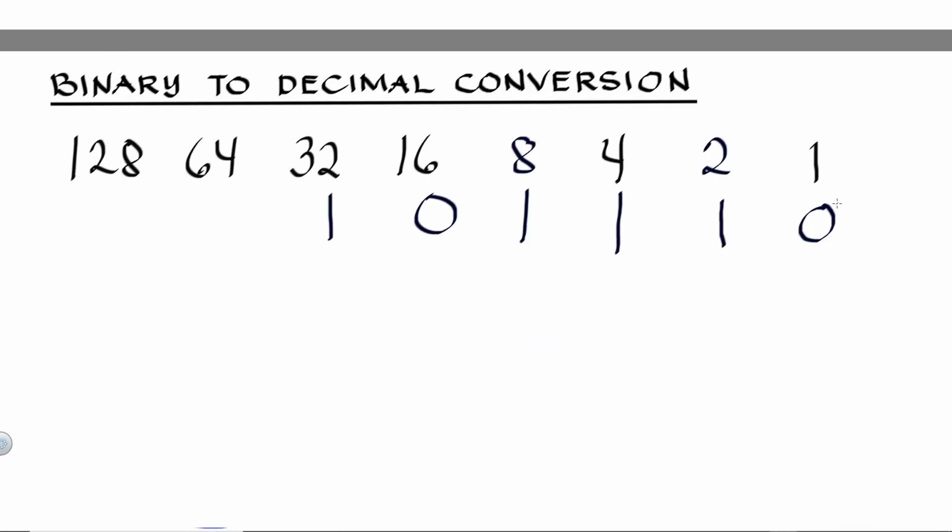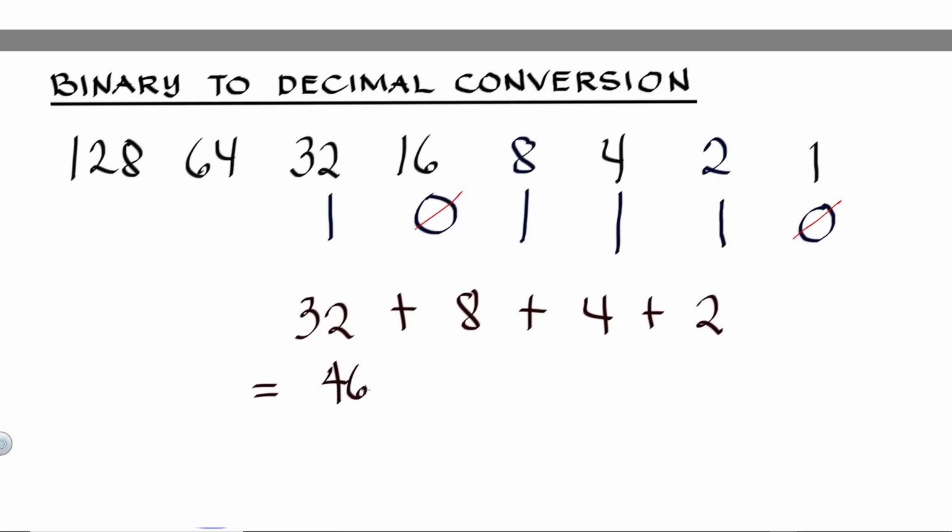The next is to cancel all zeros and ignore the numbers associated with them. And again, get the sum of the remaining ones, which is 32 plus 8 plus 4 plus 2, which is equivalent to 32 plus 8 is equal to 40 plus 4 is equal to 44 and plus 2 is equal to 46. So using this third method, we still get the same answer, which is 46 base 10.